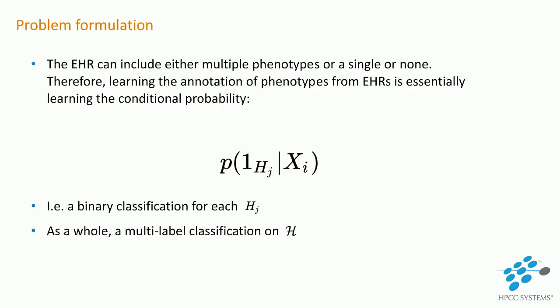Therefore, each EHR can be annotated by multiple phenotypes, a single phenotype, or even none of the phenotypes. Basically, it's a question of learning the conditional probability of whether a specific phenotype is mentioned inside the EHR. So it's a probability between 0 and 1. 1 means definitely this EHR mentions this phenotype and we should annotate it, or otherwise 0 means this EHR has nothing to do with this phenotype. So basically, it's a binary classification for each phenotype, and because we have 24 candidate phenotypes, as a whole, it's a multi-label classification of the 24 phenotypes for a single EHR.